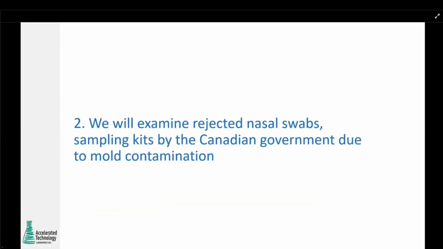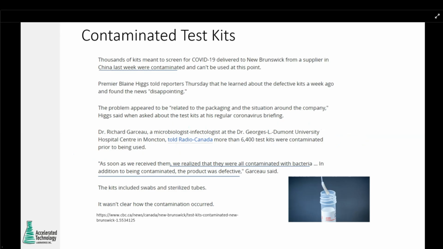Next, we're going to examine rejected nasal swabs as part of the COVID sampling kit by the Canadian government due to mold contamination. The central Canadian government determined that nasal swabs to be used in the COVID-19 test kits were contaminated with mold. This was very disturbing because, above all, you don't want to do any harm to patients, and this could have really caused a lot of problems for patients coming in for testing. So the contaminated test kits were destroyed. They later found that there were more contaminated test kits as they started investigating.